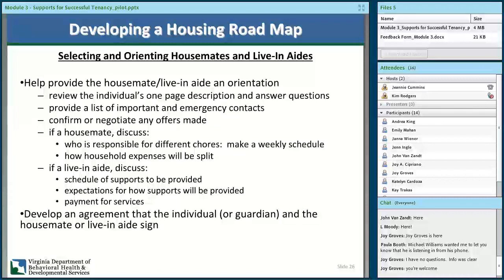Don't forget to cover how the aide will be paid. Review what the agreed upon wage or stipend is, how often it will be paid, and what documentation the aide must submit to be paid, such as a timesheet. Last but not least, assist the individual with developing an agreement that the individual or the guardian and the housemate or live-in aide both sign. For sample housemate and live-in aide agreements, guess what? See the FAQ for Module 3.